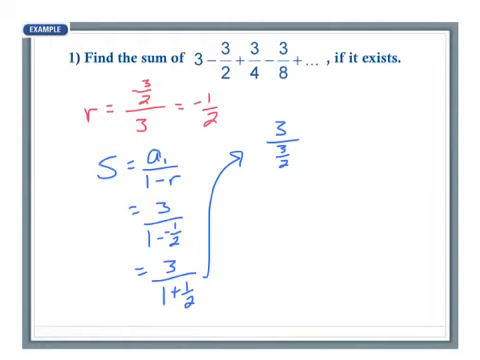Because 1 plus a half is 3 halves, which is the same thing as 3 times 2/3, because dividing by a fraction is the same as multiplying by its reciprocal. 3 times 2/3 is 2. So the sum of the infinite geometric series shown above is 2.